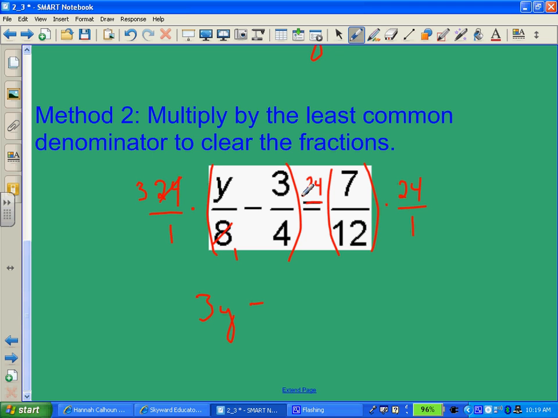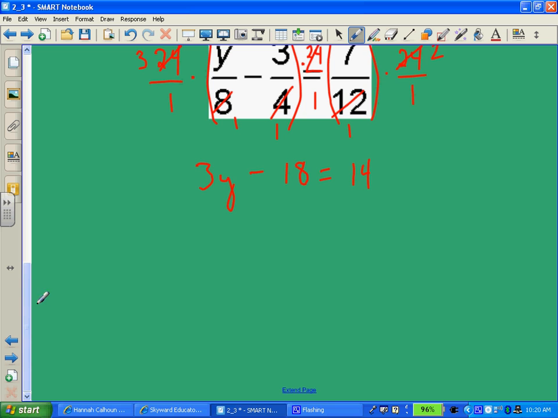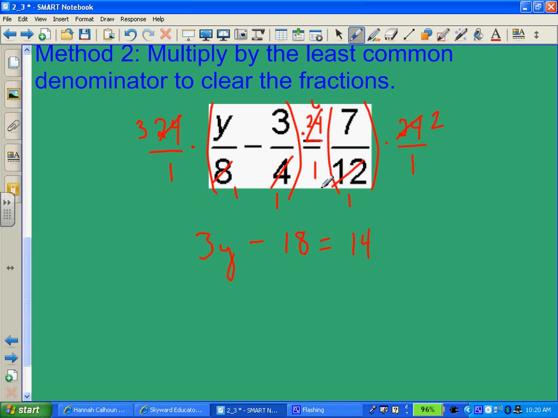Okay, then let's do it with 3/4. Let's times this by 24 over 1. Again, I can cross reduce. So 3 times 6 is 18 over 1. I don't have to write the over 1. And over here, let's see, 12 goes into 12 once, it goes into 24 twice. So 7 times 2 is 14. Now, you can see, by multiplying by the least common denominator, I now have a two-step equation with no fractions, which can be a lot easier.